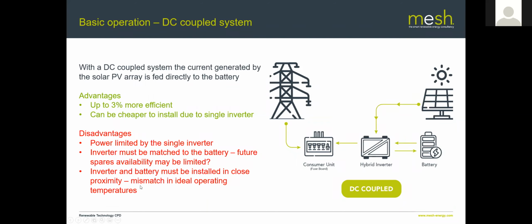And the battery and inverter must be installed in close proximity, which means that this leg here could end up being reasonably long. And you've also got this mismatch in temperature thing that we mentioned before. So, it's not perfect. Both systems have advantages and disadvantages. As I said, the AC coupled system we looked at first is far more common.